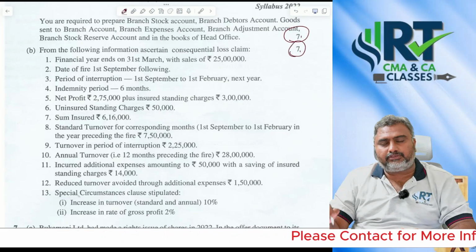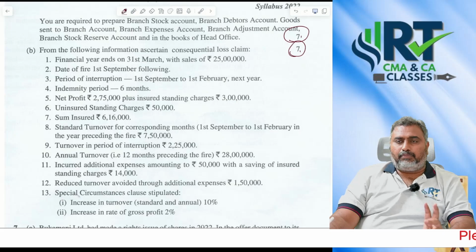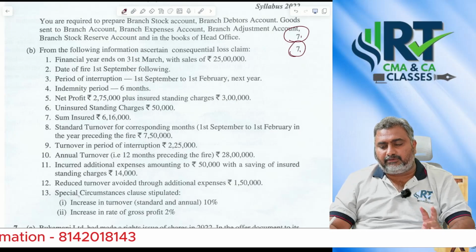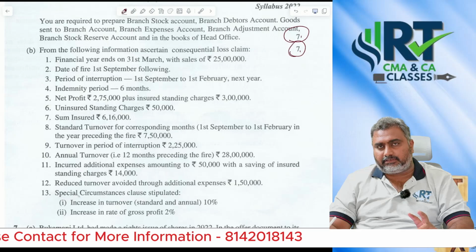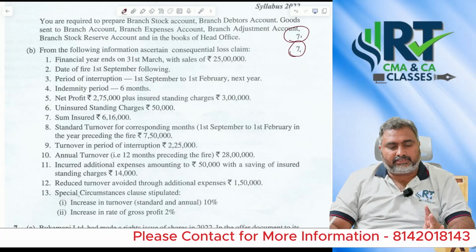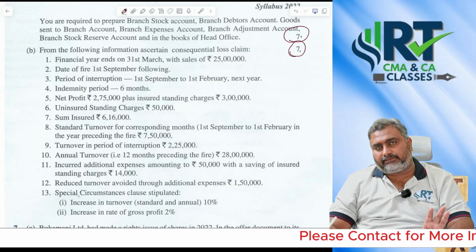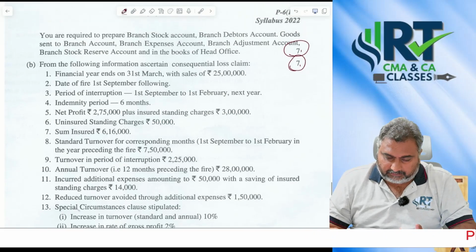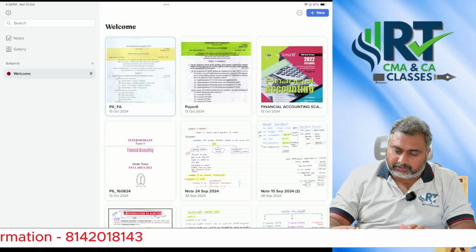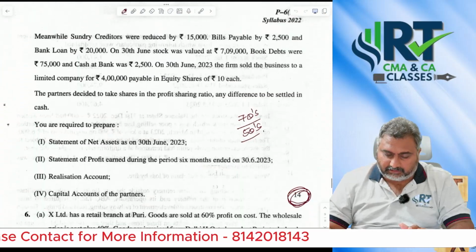See sir, insurance claims 7 marks. So branch and insurance, this is the part we are focusing on for 7 marks. Hire purchase, branch and insurance claims, 7 marks each itself. Let's check the sixth question in relation to the December attempt, sir.